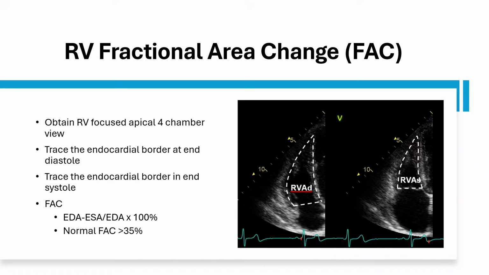In order to obtain fractional area change, you first get RV-focused apical four-chamber view, and then similarly to left ventricle, you trace the endocardial border, both at diastole and then systole. You exclude trabeculation of the right ventricle, and again the formula is the same as for LV, and normal fractional area change for the right ventricle is more than 35%. Please pause this video if you need more time to review this important concept.